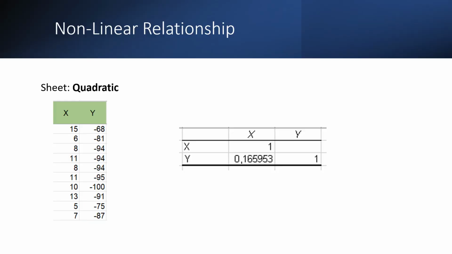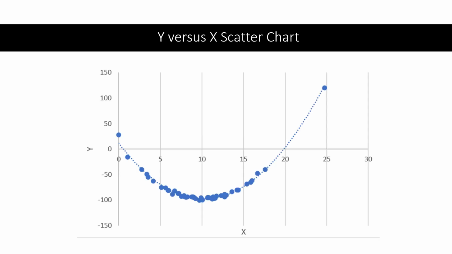We want to calculate the relationship Y as a function of X in Seed quadratic. We start checking for correlation. We notice it is very poor. Now we will plot Y as a function of X using a scatter chart. In the Excel scatter chart, we clearly notice Y as a function of X is far from linear.